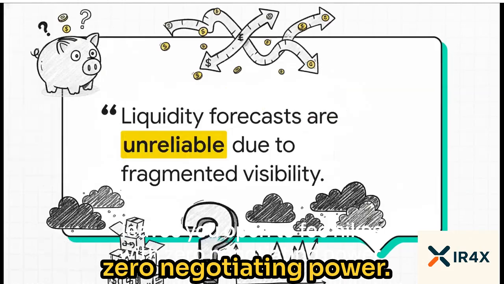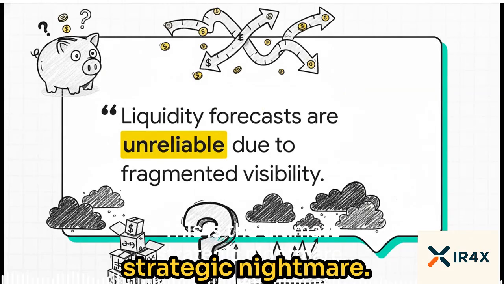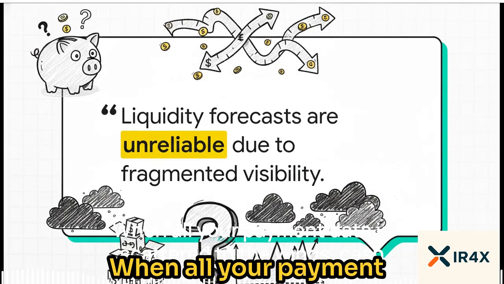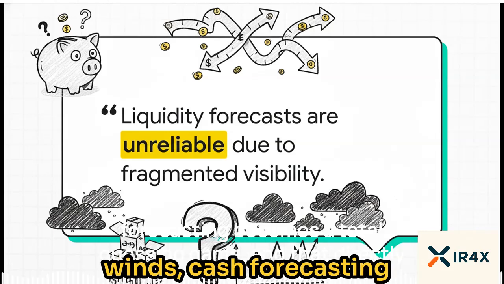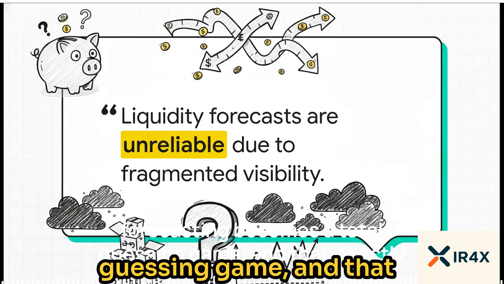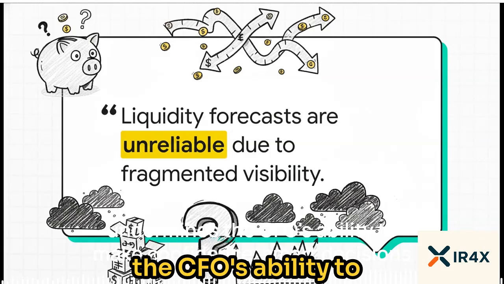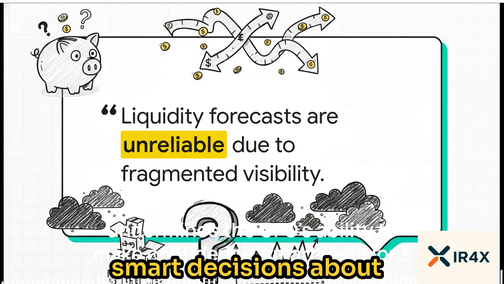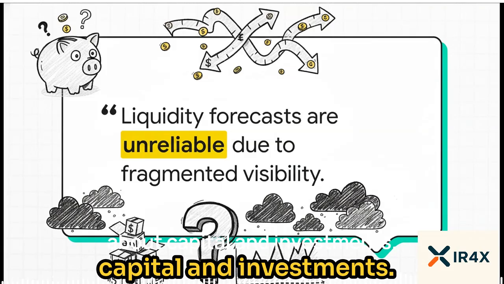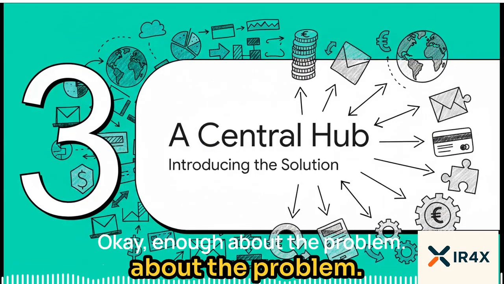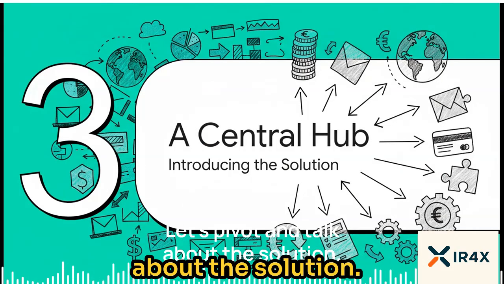And you can't optimize costs you can't even see, which just leaves you open to fee hikes with zero negotiating power. And right here, this is the ultimate strategic nightmare. When all your payment data is scattered to the winds, cash forecasting becomes a total guessing game. And that directly undermines a CFO's ability to make confident, smart decisions about capital and investments. Okay, enough about the problem. Let's pivot and talk about the solution.